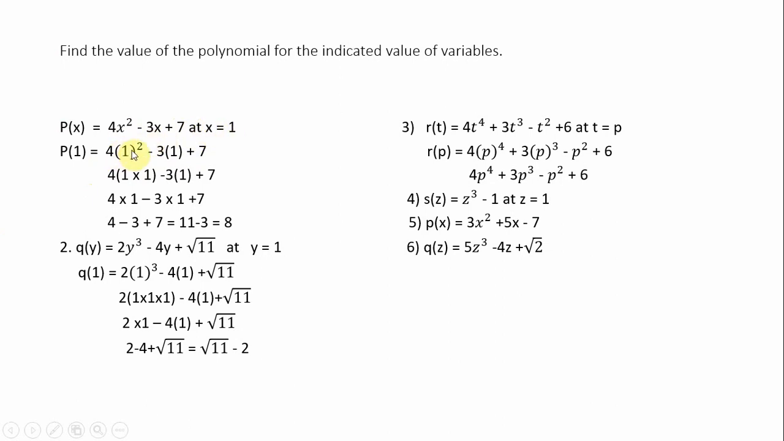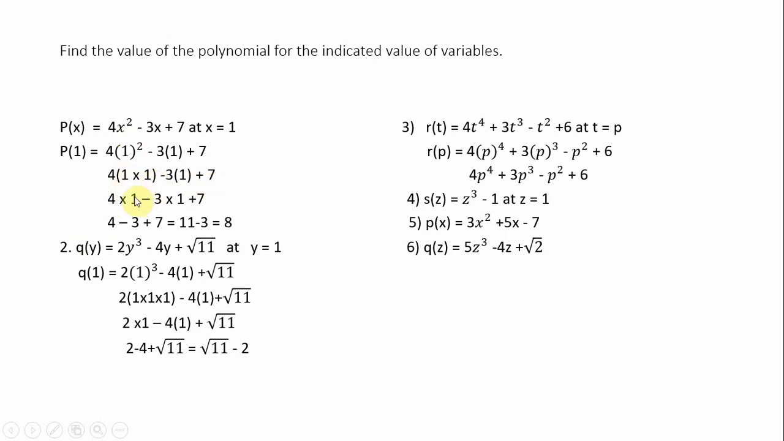So here, 4 into 1 square minus 3 into 1 plus 7. Next step, 4 into 1 square means what? 1 into 1. See children, most of the children do 4 into 1 and then the whole square. It is absolutely wrong. Don't do that. First you have to complete the work in the bracket and then multiply with it. So 4 into 1 into 1 minus 3 into 1 plus 7.